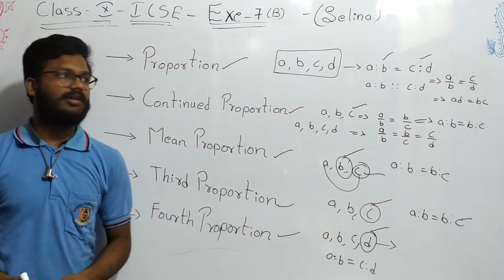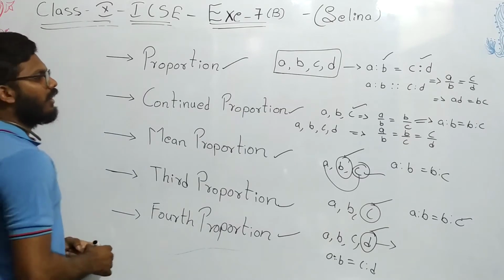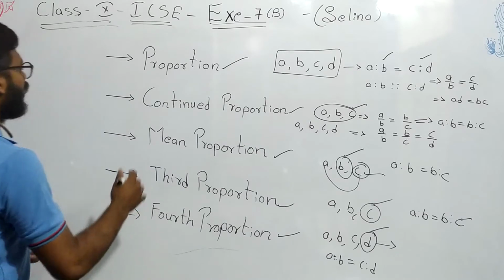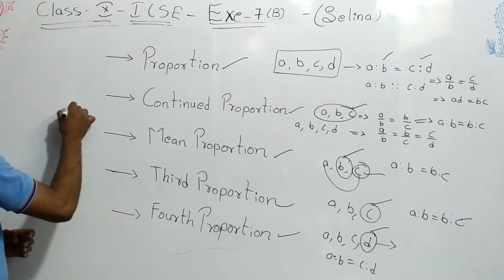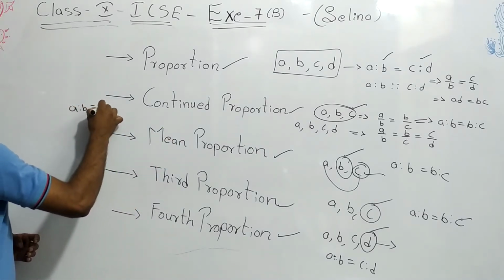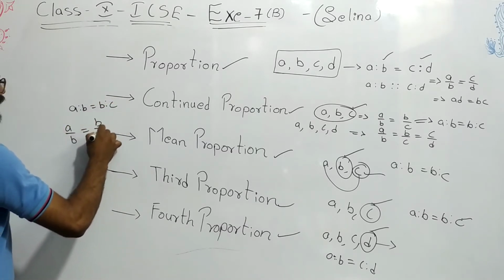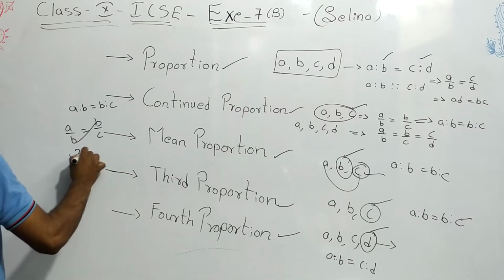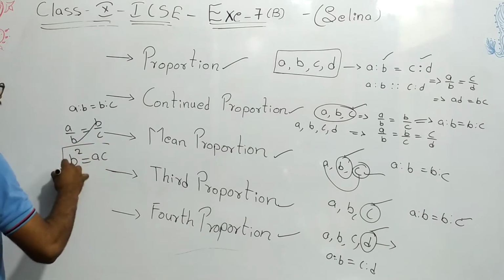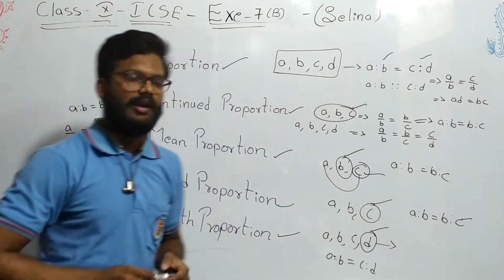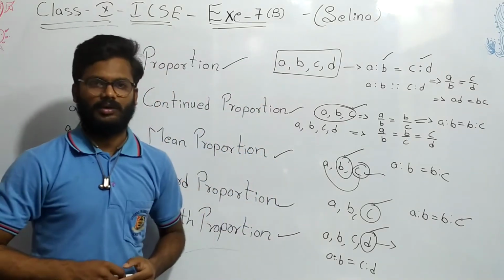And one more thing you should keep in mind, whenever they tell three quantities are in proportion. So if three quantities are in proportion, what do I tell? A is to B is equal to B is to C, right? So nothing but A by B is equal to B by C. So B square is equal to AC. This is the condition when three quantities A, B, C are in continued proportion.